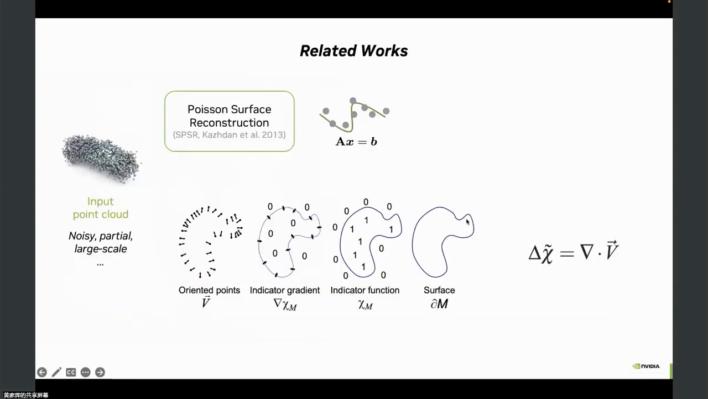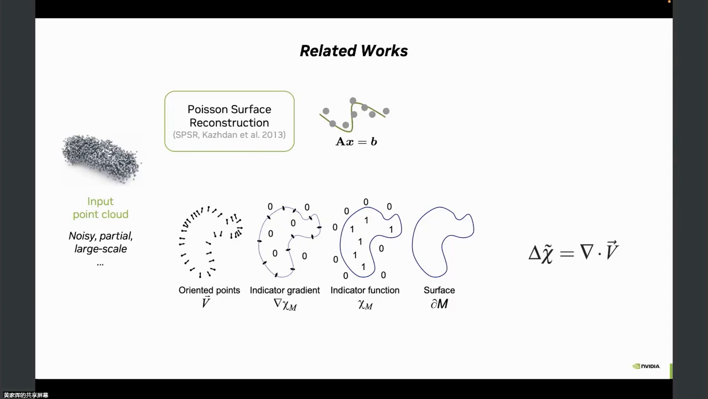From the traditional point of view, given an input point cloud, which might be noisy, partial, or even large scale, with millions of points in your input, a very traditional approach is called Poisson surface reconstruction, published in 2013 by Michael Kazhdan. The method to tackle this problem is actually a linear solve. The final problem here is solving a Poisson equation, as you can see here.